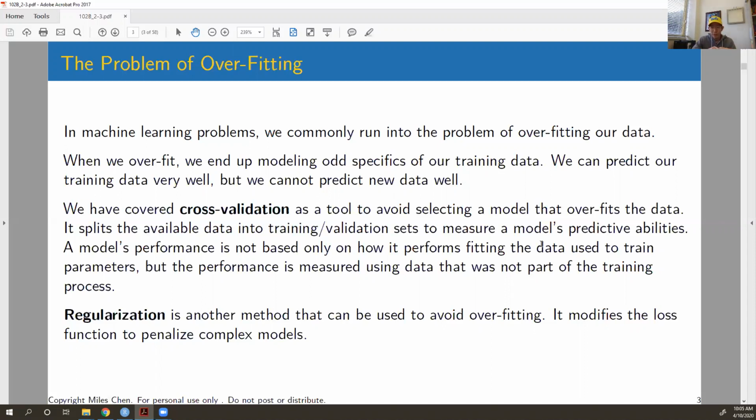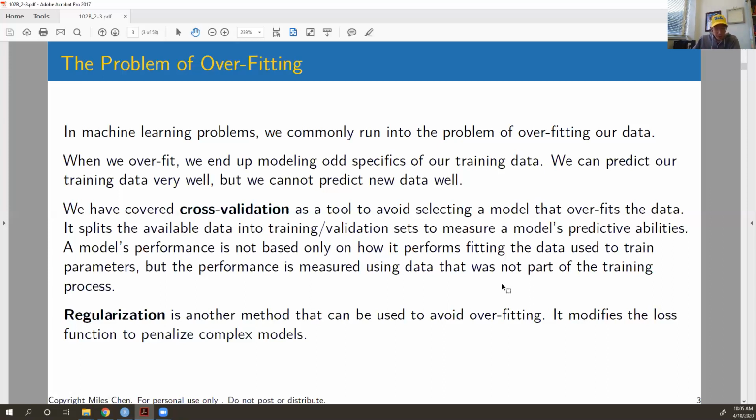The way cross-validation works is that it splits our available data into a training and a validation set, and it uses the validation set to measure the model's ability to make predictions. So the model's performance is not based just on how it predicts the training data, which is what it used to get its parameters, but on how well it predicts data that was not part of the training process. That's an important part, and cross-validation is a very widely used tool. Today, we're going to talk about regularization, another method that we can use to avoid overfitting.